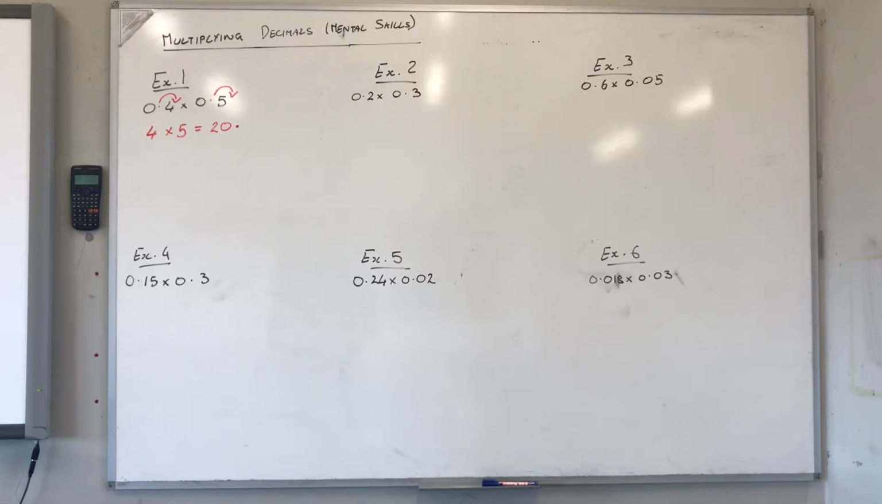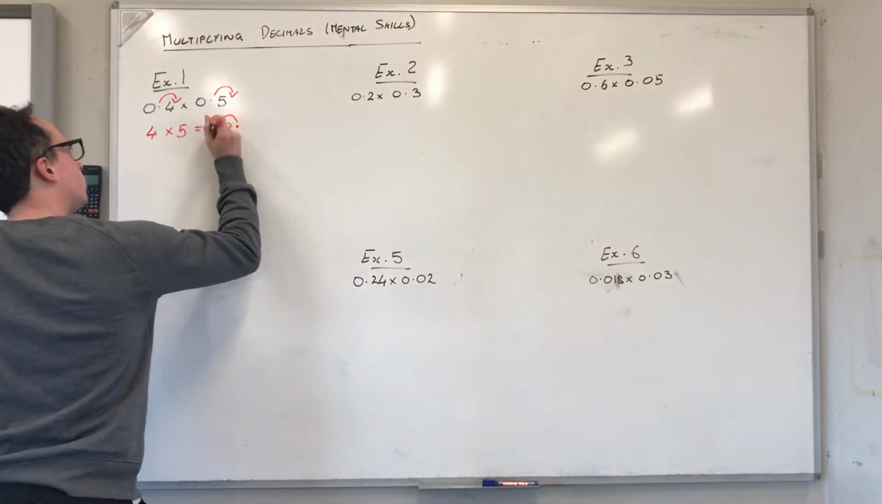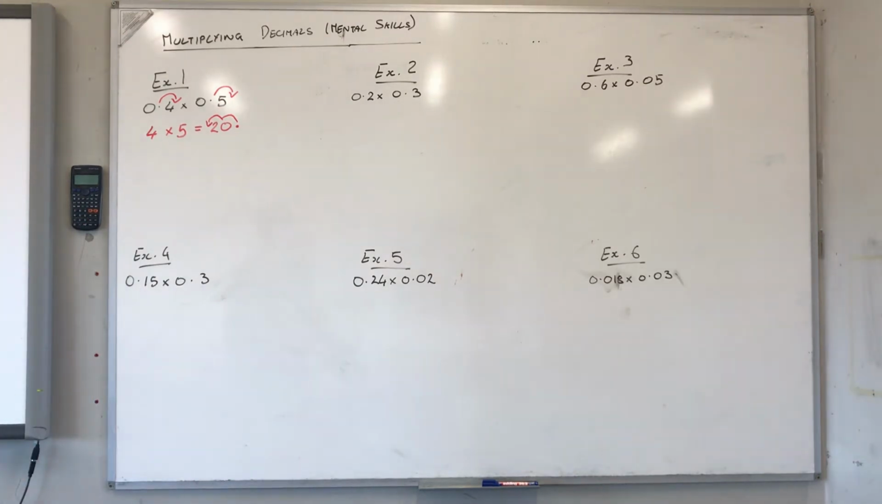So I've had to move the decimal point to the right twice. Now to fix our answer, let's just move it back to the left twice. And so hopefully you can see that that answer becomes 0.2.